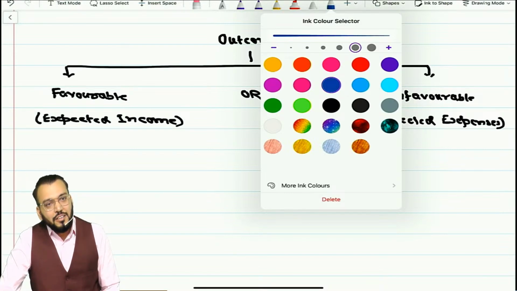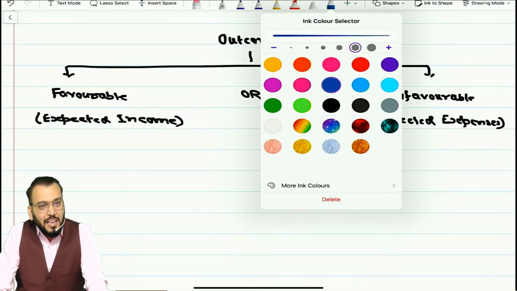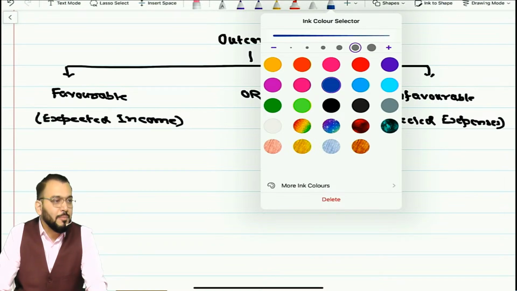Record all future losses, but do not anticipate any future gain. That only you are saying. Anyone want to add something? This is exactly what you have done at the CA Foundation level. All possible losses: you have added one more term, possible, but it is more or less the same. Anything more you want to add?